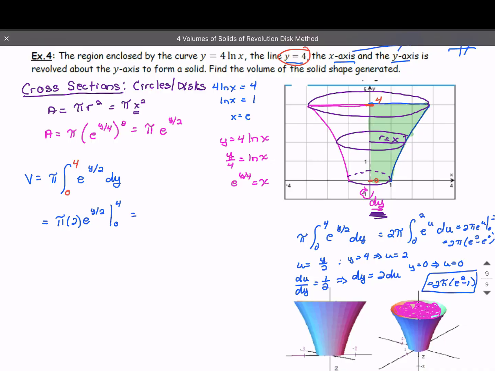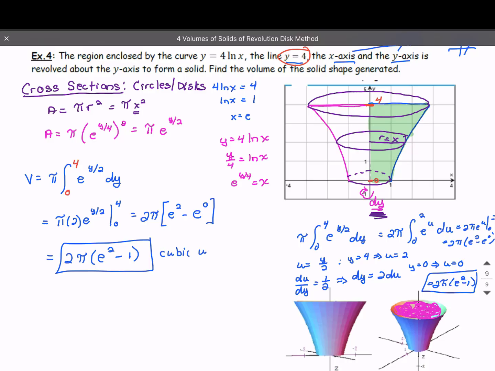Over here, we have 2 pi, and we plug in the 4. It's e squared minus e to the 0. Wow, that sounds familiar. It's the exact same thing. 2 pi times e squared minus 1, and that is our answer in cubic units.